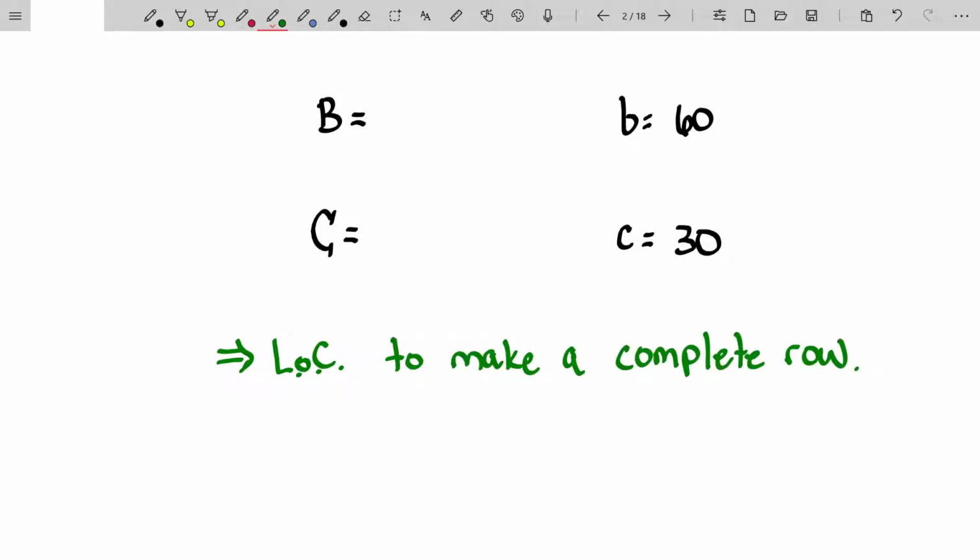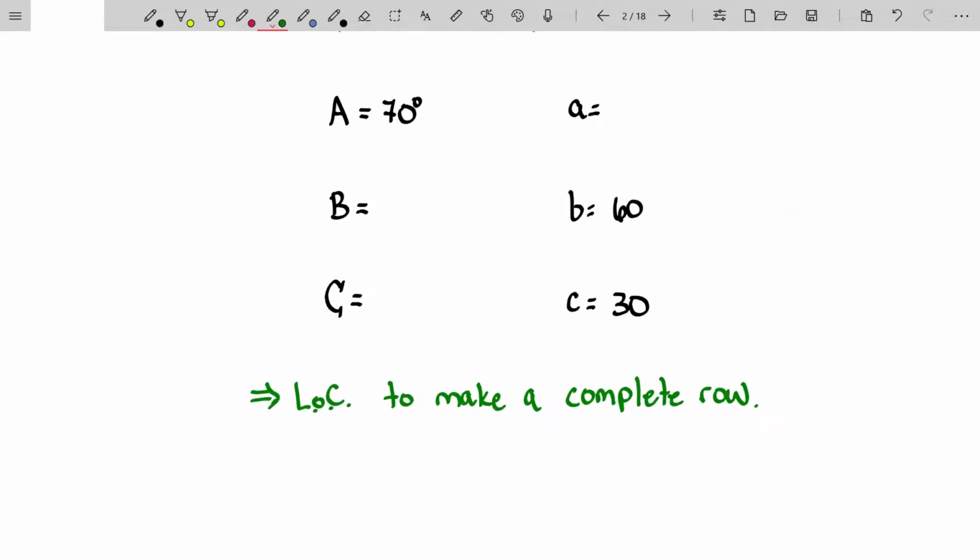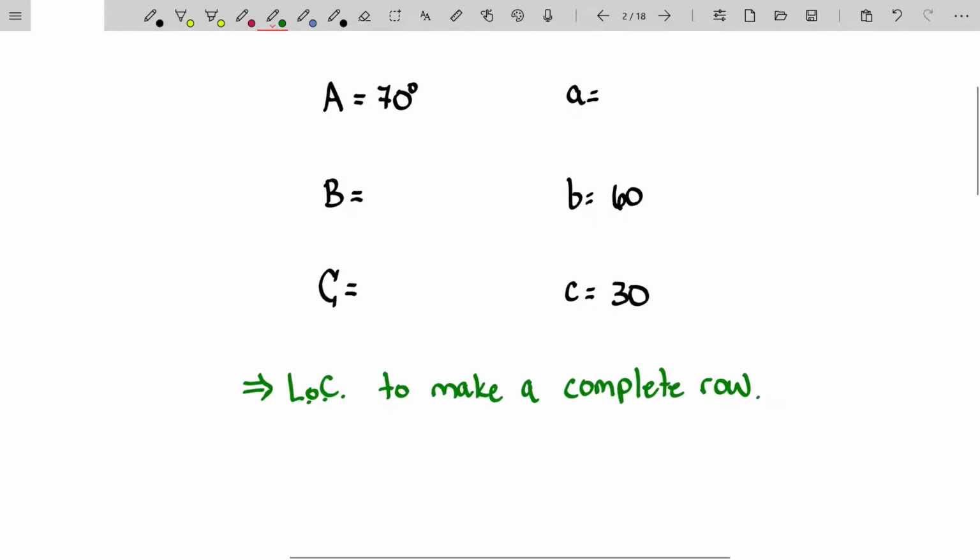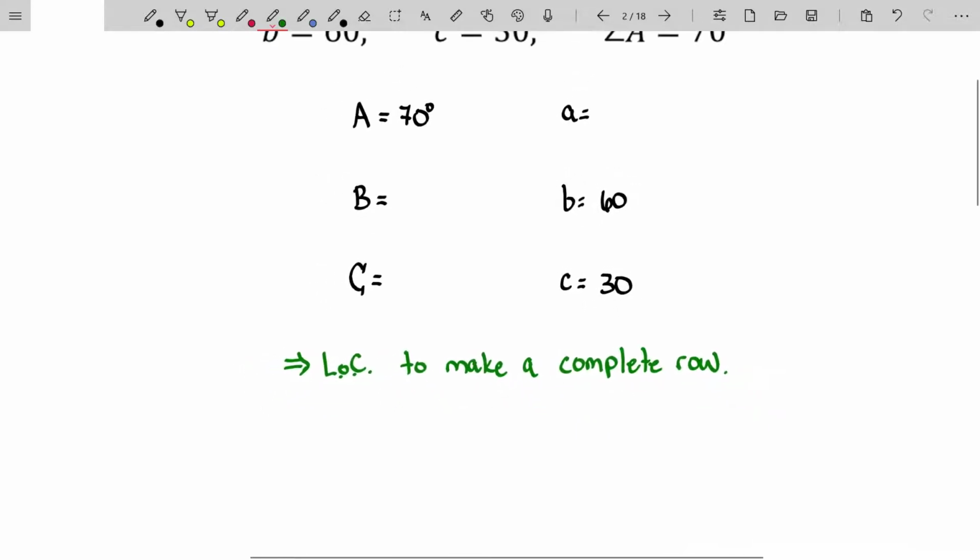That's the main idea here. It's just to complete a row. Once we get a completed row, you can then switch to using Law of Sines, which is a much faster and more efficient method than using the Law of Cosines. One thing I should say, there is a caveat to using the Law of Sines you have to be very careful of. I'll mention that as we get there. So Law of Cosines to make a complete row.